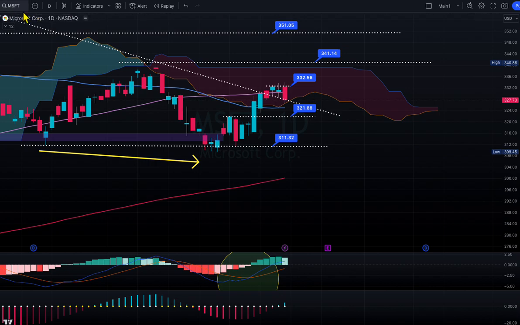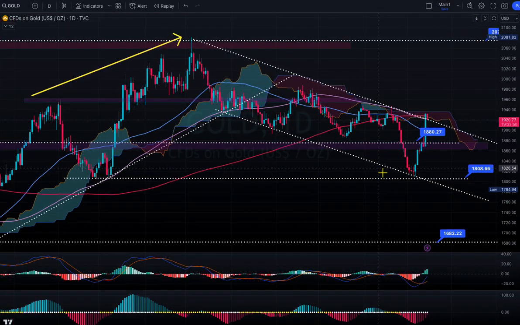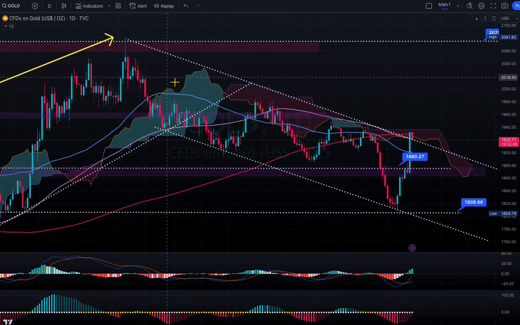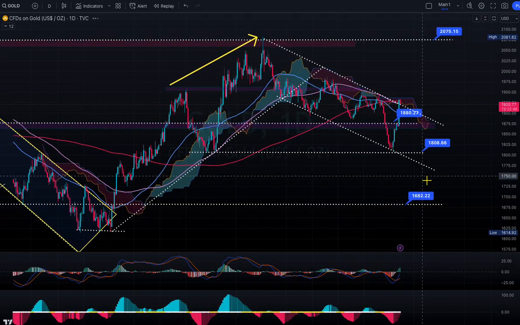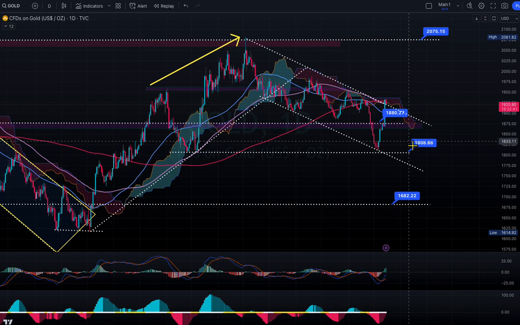We can look into gold probably. Let's see gold, if people are looking at it. I don't have much time to make the video. We've got to finish the video faster. So right here, sloping resistance. All right, so gold bounced because of the Middle East situation right there.